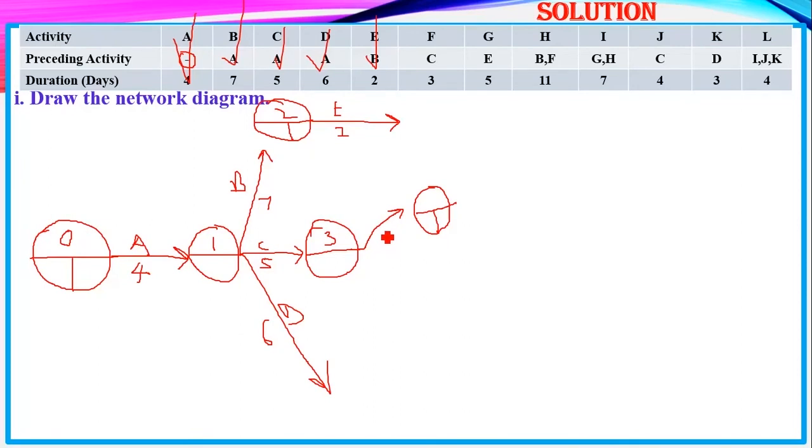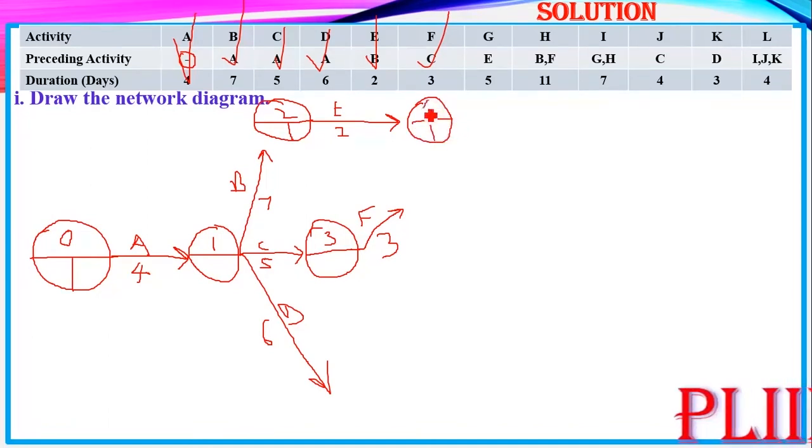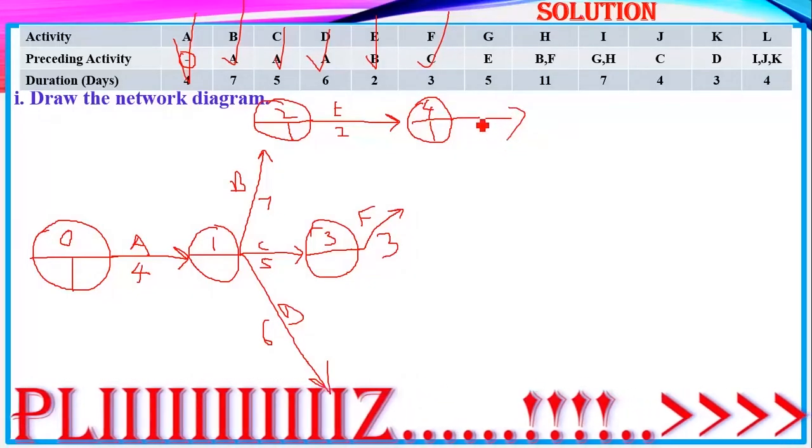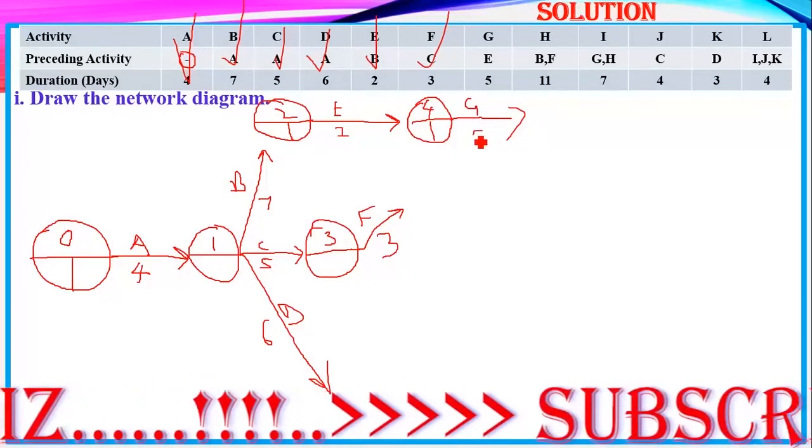Sorry for that, just slightly, you don't need to draw that fast. So this one is preceding C, is preceding F, and F is taking 3 days. We are done with that. Then E is preceding G. So that means we need to have a node here, which we are calling node number 4. Then it is preceding G, and G is taking 5 days.